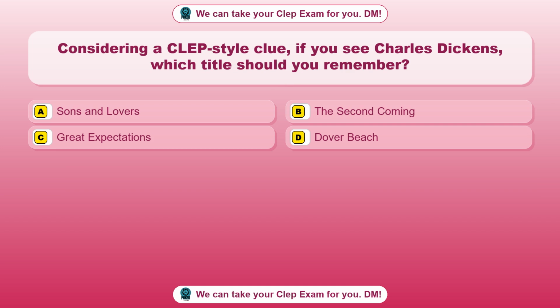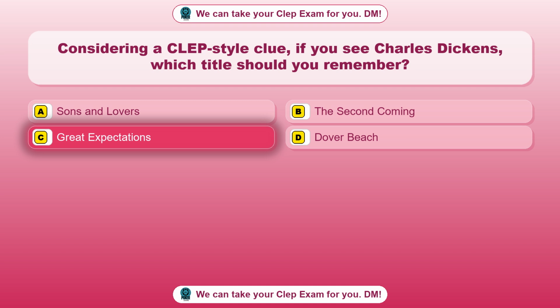Question 25. Considering a CLEP-style clue, if you see Charles Dickens, which title should you remember? Option A, Sons and Lovers. Option B, The Second Coming. Option C, Great Expectations. Option D, Dover Beach. The correct answer is option C, Great Expectations.